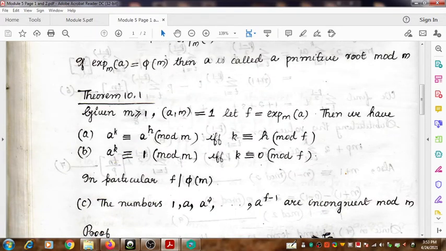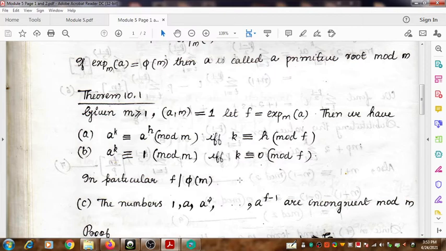So in the first case, that is when k minus h is equal to f, then f can divide k minus h, therefore k is congruent to h mod f. Thus we have the congruence that we are looking to prove.